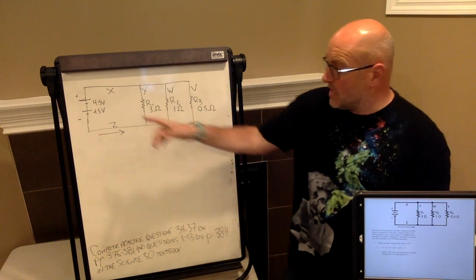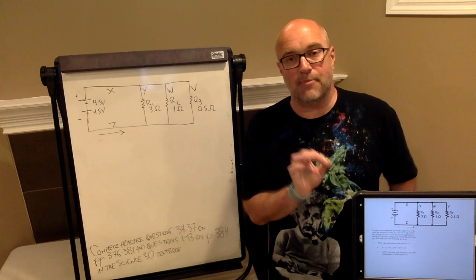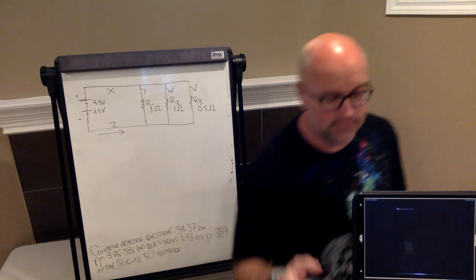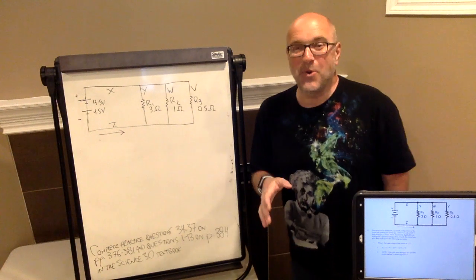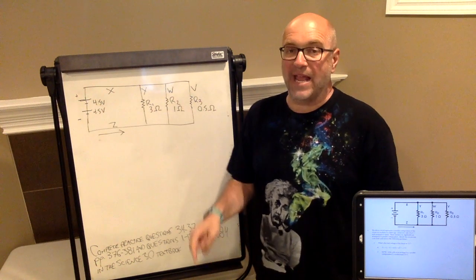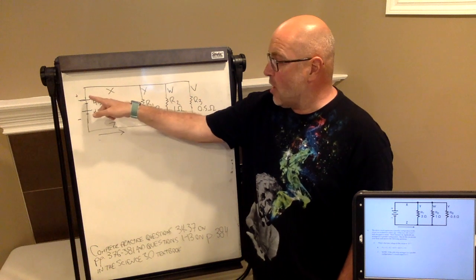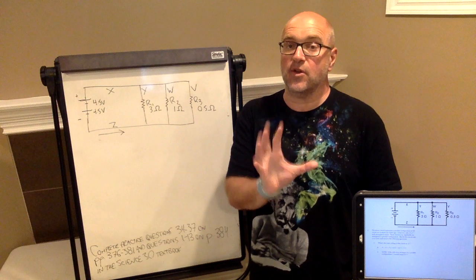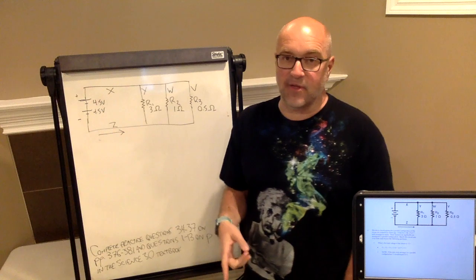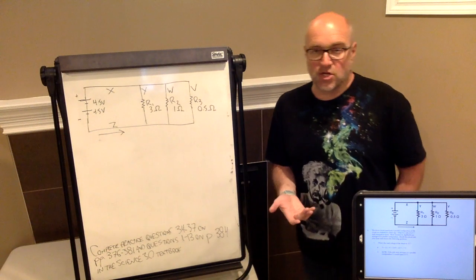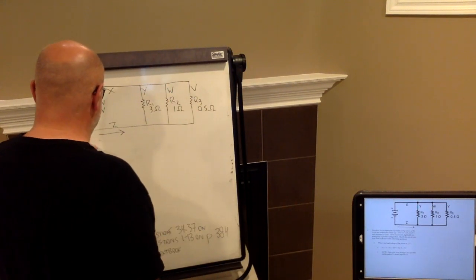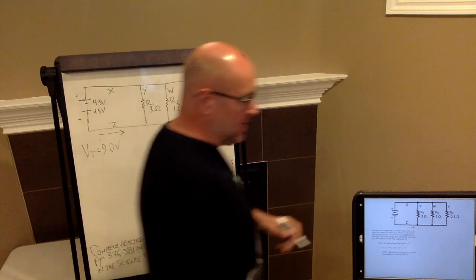Now remember, this is one of these examples where the cells are in a series configuration, even though it's a parallel circuit. These two cells are in a series configuration, so I'm going to use my series equation rather than my parallel equation. In this case, I've got 4.5 plus 4.5, which means I've got a total of 9 volts. My total voltage is 9.0, just like in the last example.